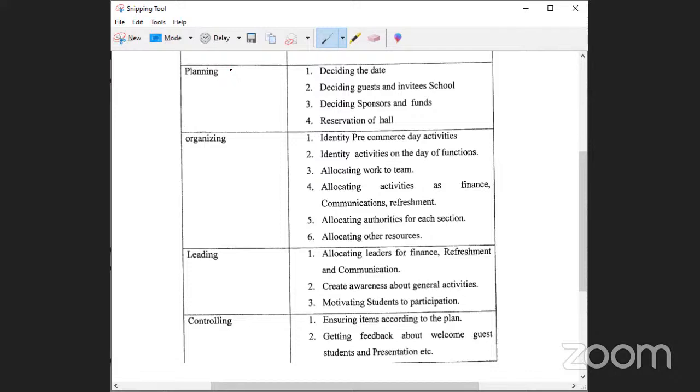And leading is that as an organizing committee, you appoint leaders, right, for each committee, and create awareness about the activities, because every student in the school needs to be aware that there's an event happening, right? Which is one of, I would say, communication. And then you also can take part in everything. And you motivate students to participate, right? Because the participation is key. Even if your own school students are not participating, maybe that would be a problem, right? So you motivate everyone to participate.